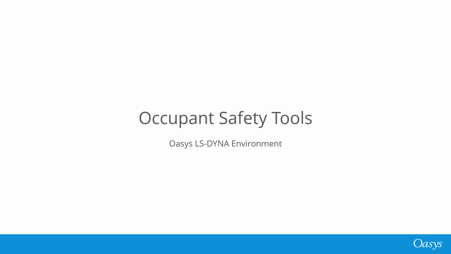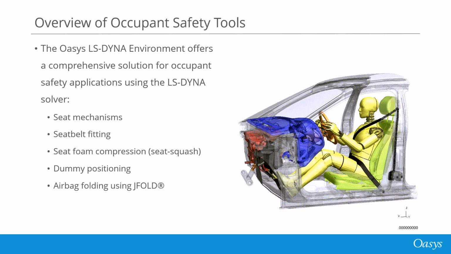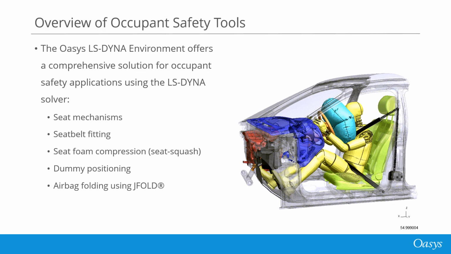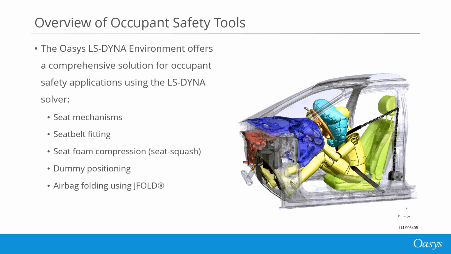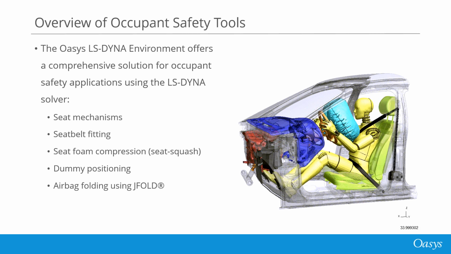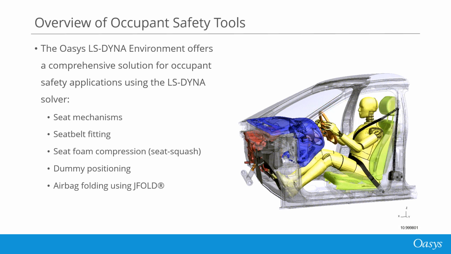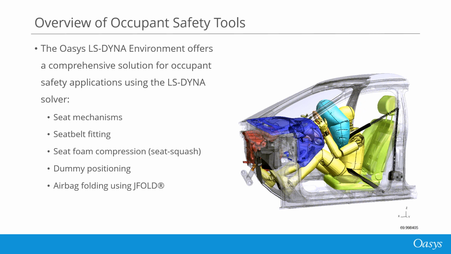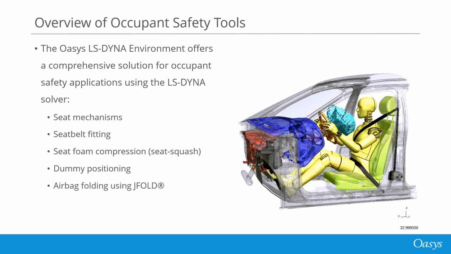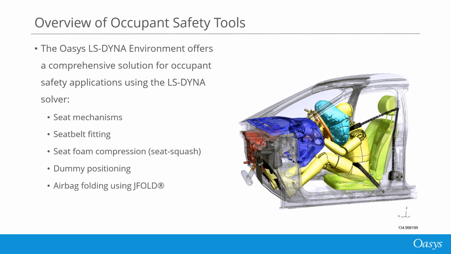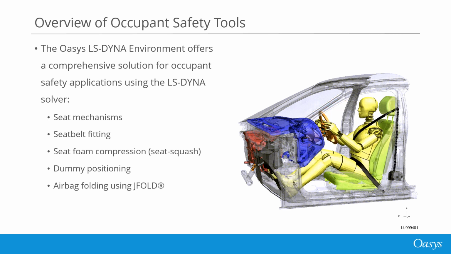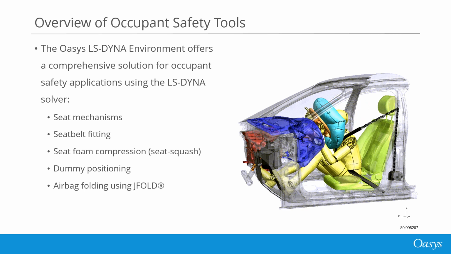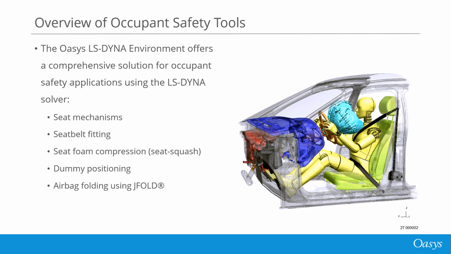So for some background, I'll talk you through some of the occupant safety tools available in the Oasys LS-DYNA environment. Our tools provide a comprehensive solution for occupant safety applications using LS-DYNA. This includes creating seat mechanisms which allow you to easily move your seat into different positions. We also have tools for creation and fitting of seat belts. Our Seatsquash tool allows you to easily deform seat foam to remove initial penetrations between the occupant and the seat. Our dummy positioning tools allow you to position an occupant easily in a number of ways. Also note, we have a powerful airbag folding tool available as an optional plug-in to Primer, and this is called J-Fold.